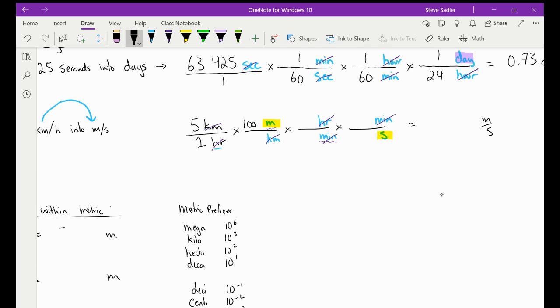I know that there's 1,000 meters in 1 kilometer. I know that there's 60 minutes in 1 hour, and I know that there's 60 seconds in 1 minute. So when I go to do this calculation, I'm going to go 5 multiplied by 1,000, all divided by 60 times 60. So 5 multiplied by 1,000 divided by 60 times 60 gives me 1.388. I'll round to 1.39 meters per second.